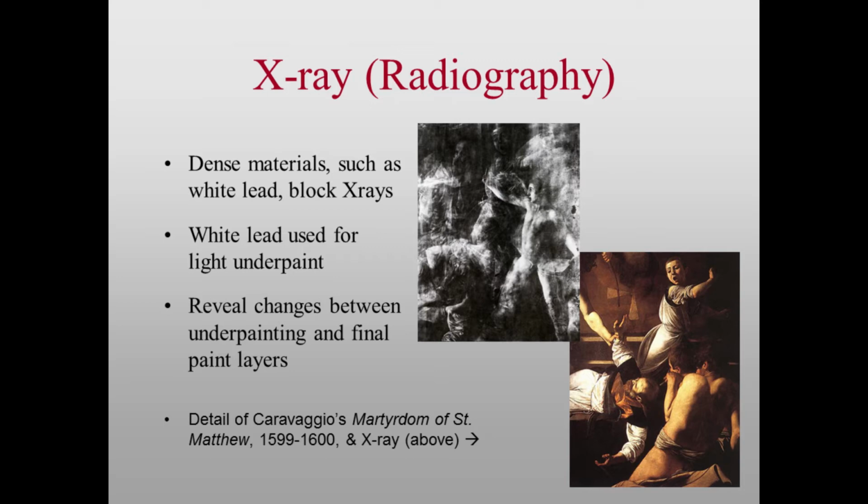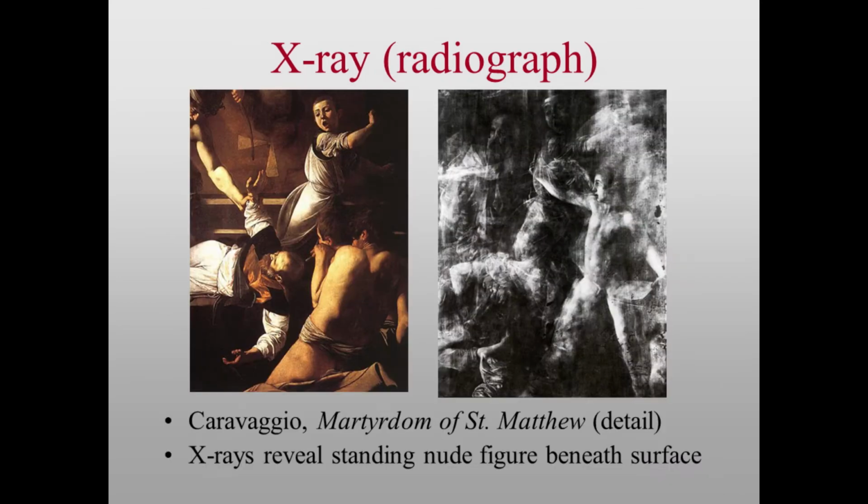And here is a detail from a painting by a 17th century Italian artist named Caravaggio. You can look at this and you can see this boy, screaming and running away from the saint who is about to be martyred, and another figure in the foreground. But if you look at the image that was created by the X-ray, and let me pull up a little larger image, you see an entirely different figure standing there. This nude figure with his arms outstretched, his legs apart.